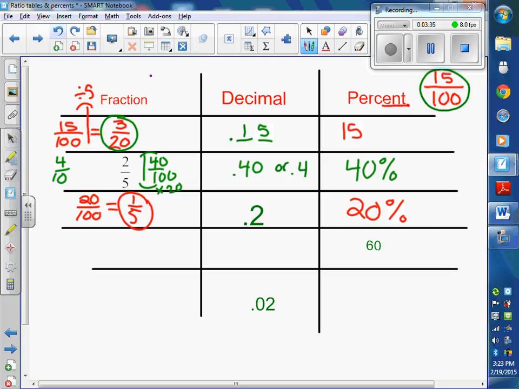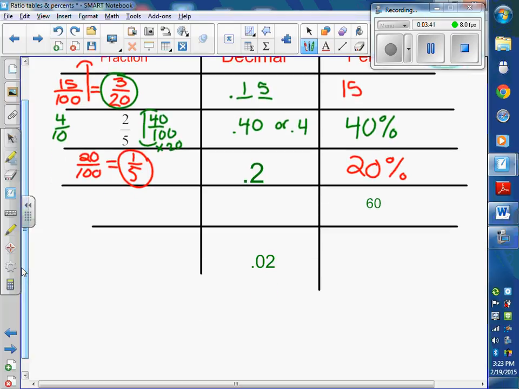Okay, Charlie, what about the next one? 60. So what I did first is I took the percent and put it into a decimal, so it would be 0.6. Then I found a fraction that would match 0.6. So let's say 3/5. It's a benchmark fraction, right? So if you know 3/5, great, write it down. If you had to do 6/10 first, then reduce it.